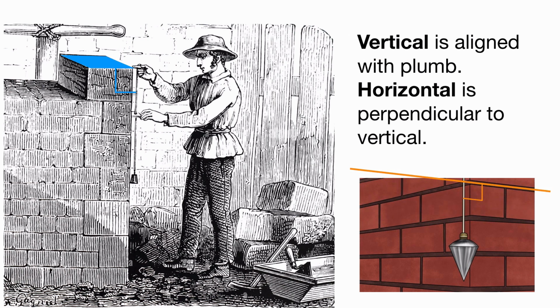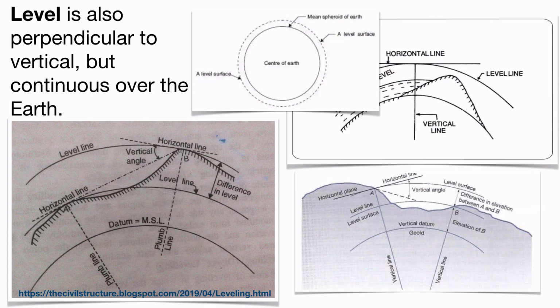And horizontal is a straight line or flat plane that is perpendicular to vertical. In other words, a line or a plane perpendicular to the string of a resting plumb bob is what we call horizontal. Now for the third definition.